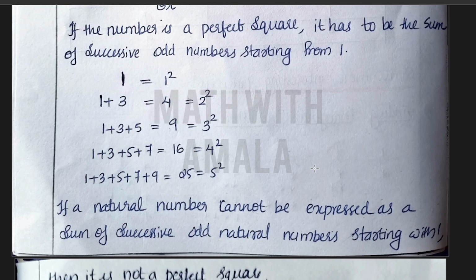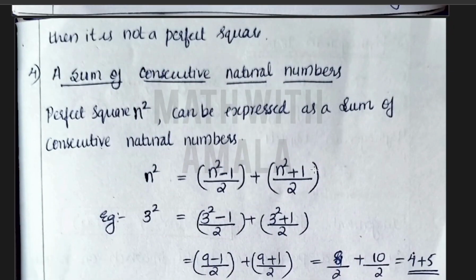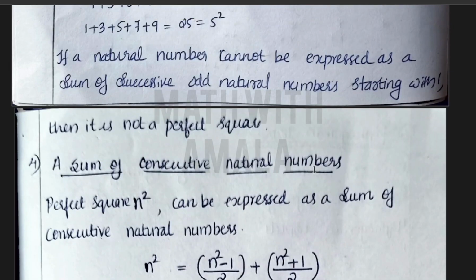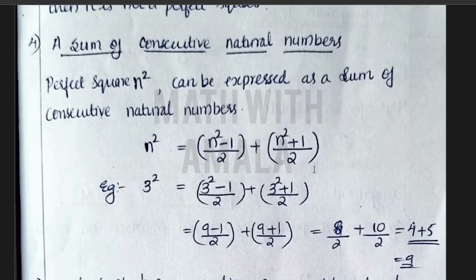If a natural number cannot be expressed as a sum of successive odd natural numbers starting with 1, then it is not a perfect square. Fourth pattern, a sum of consecutive natural numbers. Perfect square n square can be expressed as a sum of consecutive natural numbers.